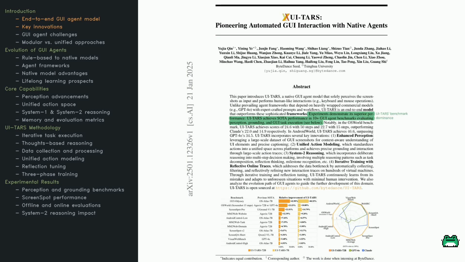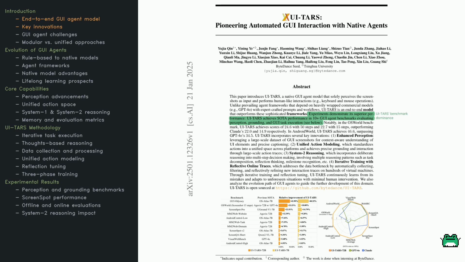UI-TARS is an innovative GUI agent model designed to interact with graphical user interfaces using only screenshots as input. Unlike conventional frameworks like GPT-4o that rely on complex, handcrafted prompts and workflows, UI-TARS simplifies this process through an end-to-end design. This model can perform human-like interactions such as keyboard and mouse operations and achieves remarkable results across benchmarks.